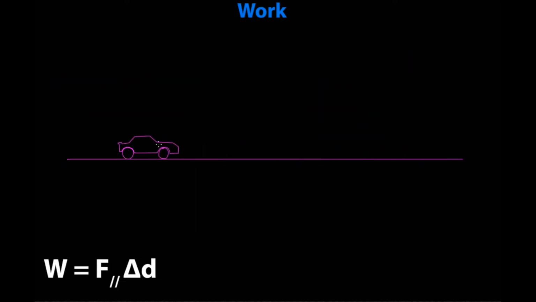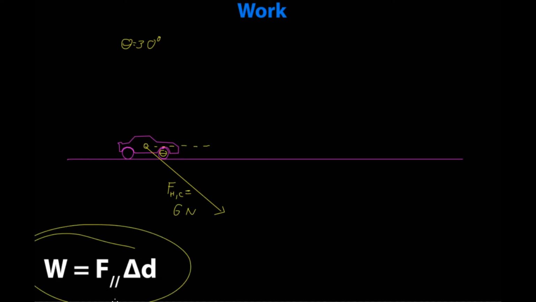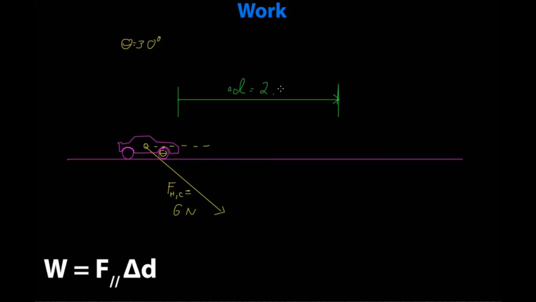Okay, next up, let's say we have a toy car. You push the toy car at an angle to the ground. We'll make it simple. We'll say the angle is 30 degrees, and the force of the hand on the car is 6 newtons. Well, a key point here is I need the force parallel to displacement. So let's say the displacement is 2 meters. The 6 newtons is no good to use because it is not parallel to displacement.